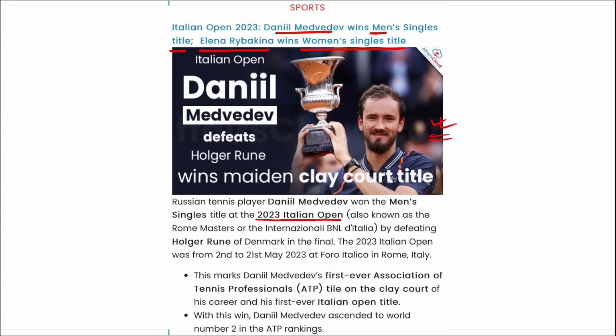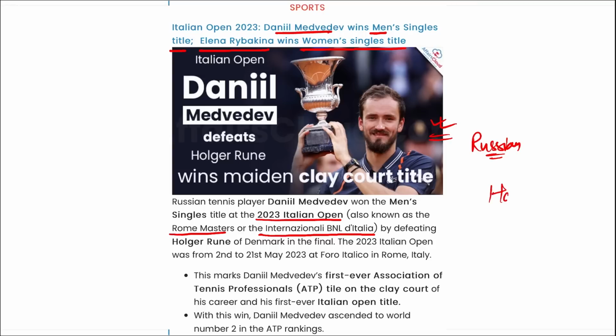This Italian Open, remember, is also known by the name Rome Masters or the Internazionali BNL d'Italia. Correct. So the Italian Open in the men's category was won by Daniil Medvedev. He is a Russian player. If I ask you who won the women's title, it was won by Elena Rybakina. This marks Daniil Medvedev's first ever ATP title on the clay court.